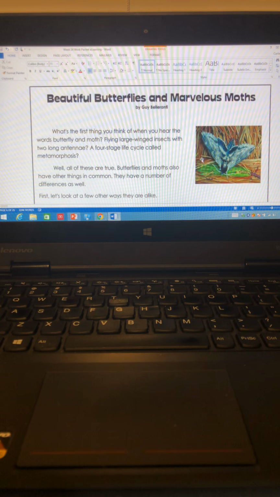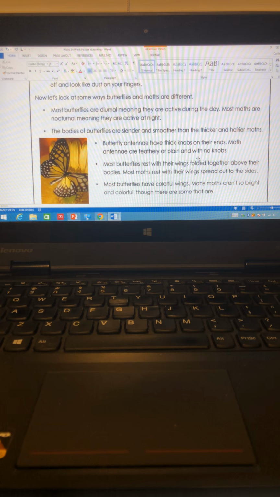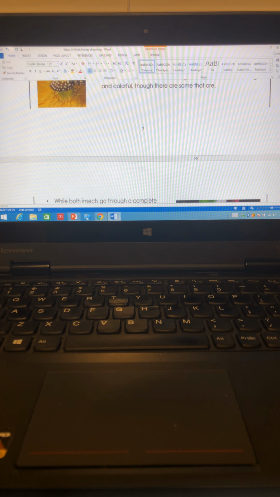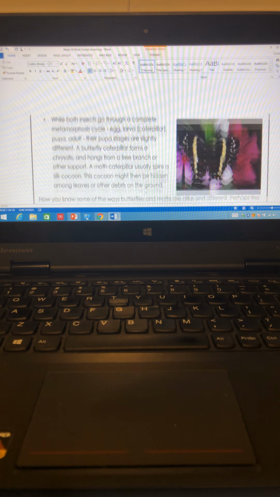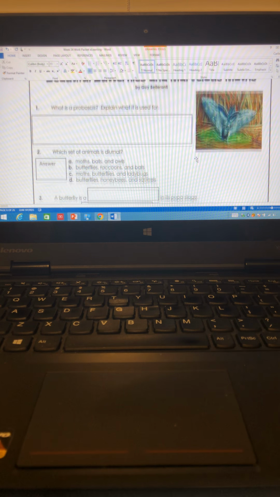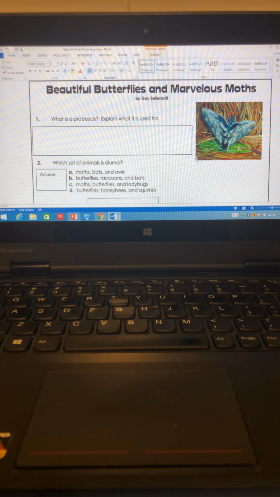The next part of your learning, you're going to read Beautiful Butterflies and Marvelous Moths by Guy Belarante. You're going to read the short text. And once you get done reading the text about these two insects, one's a butterfly, one's a moth, make sure you go back and answer the questions that go with it.